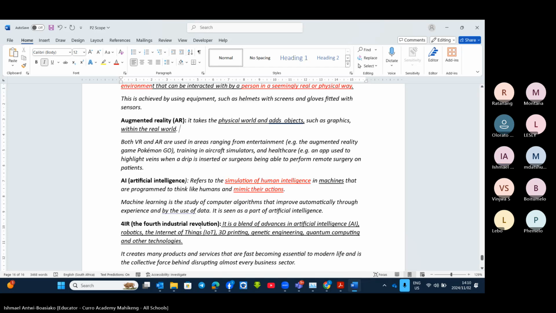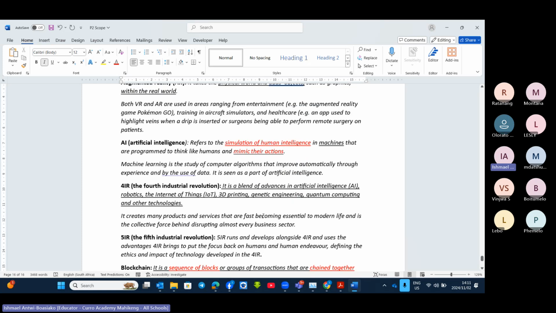Now, 4IR, which is the fourth industrial revolution. That's what combines the robotics, the IoTs, the 3D printing, genetic engineering, quantum computing, and other technologies like AI. So, like last year's question paper, learners were asked, give examples of 4IR. So these are the examples: the IoT, the robotics, the 3D printing, the genetic engineering, quantum computing, and other intelligence like the AI. They are part of the fourth industrial revolution. So you must take note if you're asked to give examples of 4IR.